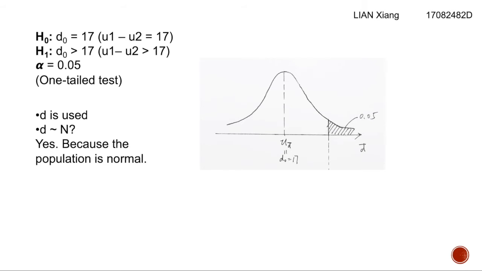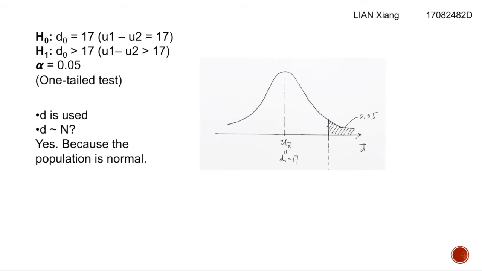To solve this question, the first step is to formulate the null hypothesis. D0 equals 17, which means mu1 minus mu2 equals 17. And then we formulate the alternative hypothesis, D0 larger than 17, which means mu1 minus mu2 larger than 17. As we know from the question description, the level of significance is equal to 0.05. It should be a one-tailed test since we only care about the right direction.